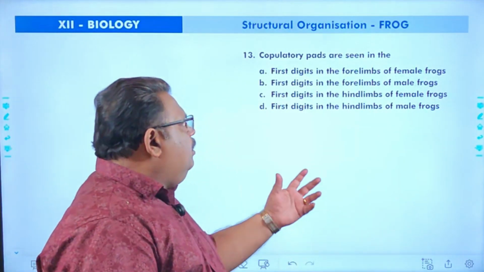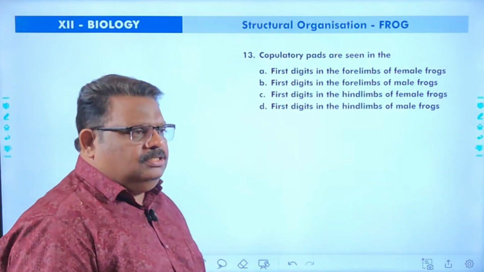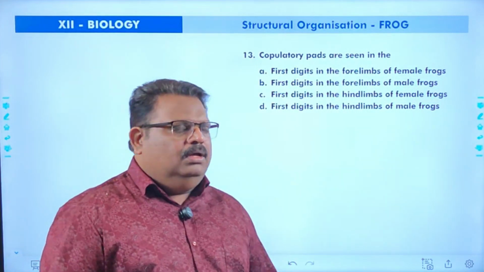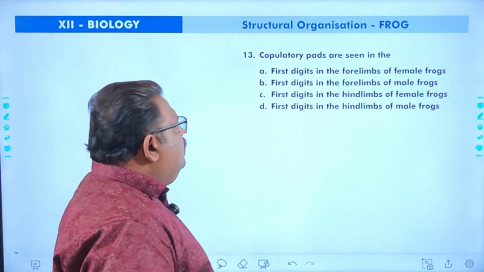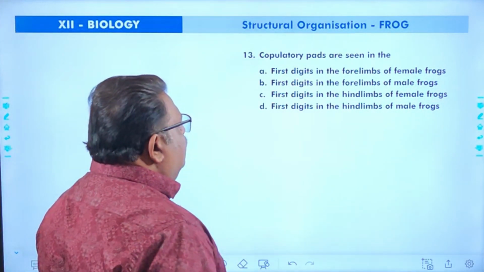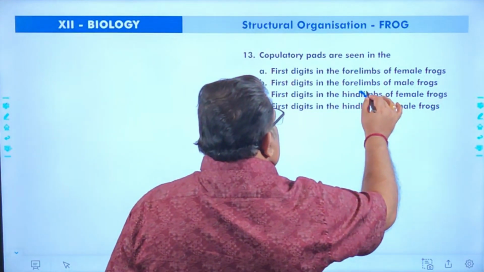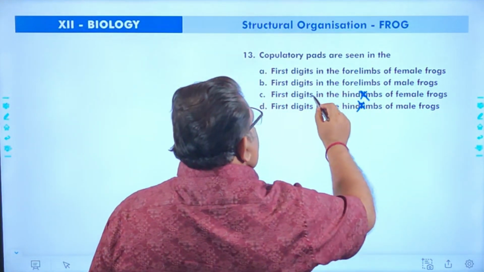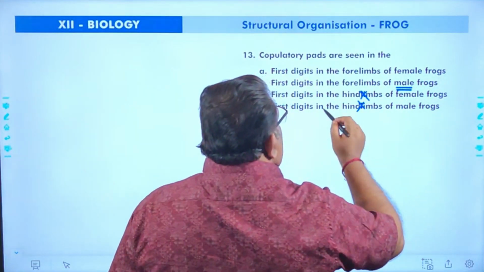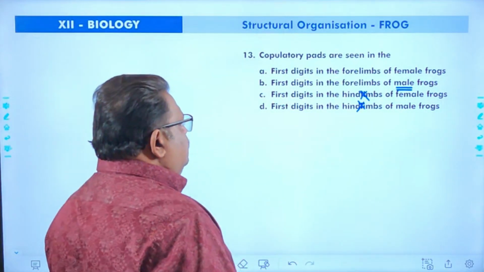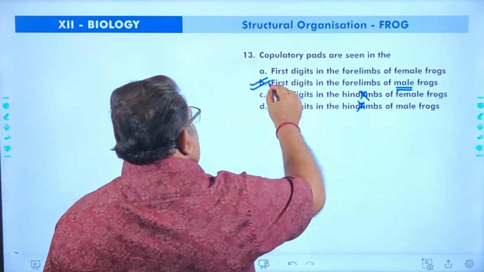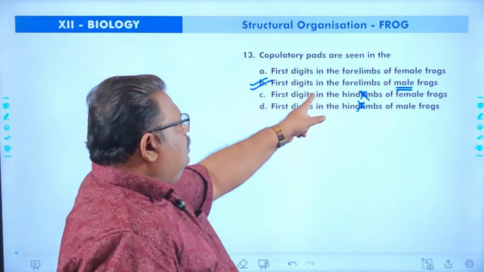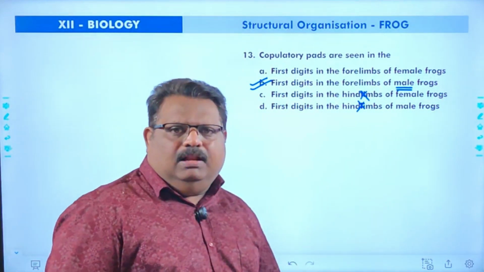Next question. Copulatory pads are seen in. Copulatory pads are a very important mechanism distinguishing the male and female frog. It's a sexual dimorphic feature. Copulatory pads are seen in the forelimbs, so they are not seen in the hind limbs. They are in the first digits in male frog. Copulatory pads and vocal sacs are possessed by the male frogs, absent in female frog. So copulatory pads are seen in the first digits of the forelimbs of the male frog.